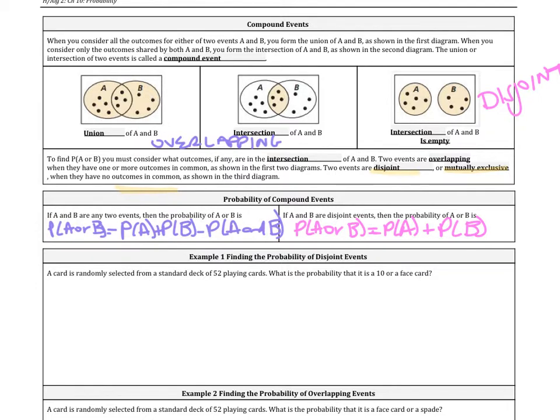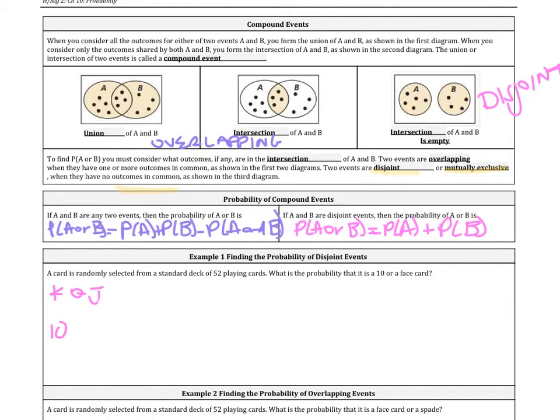A card is randomly selected from a standard deck of 52 playing cards. What is the probability that it is a 10 or a face card? So is this going to be overlapping or disjoint? So a 10 or a face card. If you remember, face cards are king, queen, and jack. So we're looking for king, queen, and jack, and then we're also looking for 10s.